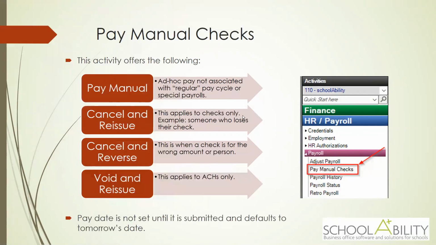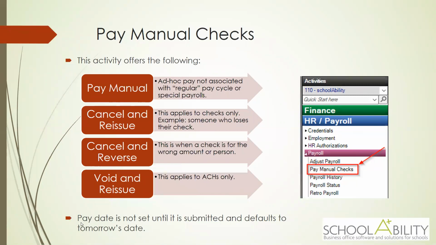This applies to checks only, and this is in the case where someone loses the check and you're able to verify that the employee has either turned it in or the user can put a stop payment on it with the bank. Then there's a cancel and reverse. This is when a check is for the wrong amount or wrong person. So the system will void it and then does the journal entries to back out the expenditures and the cash. Then the other option is void and reissue, and this applies to ACHs only.